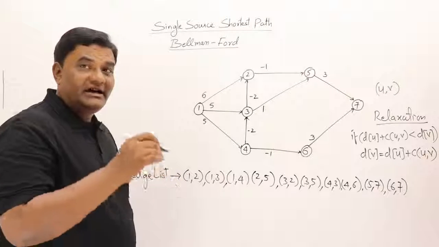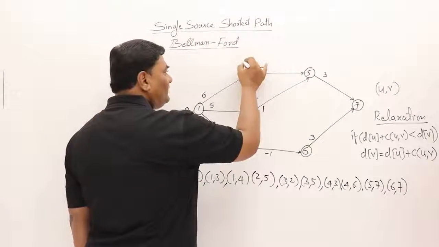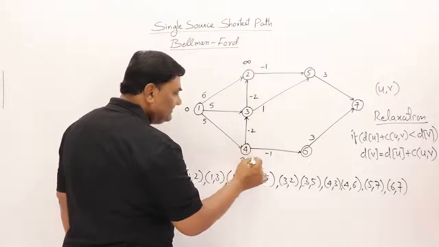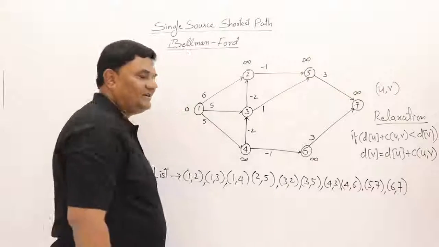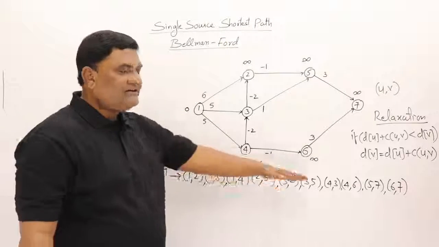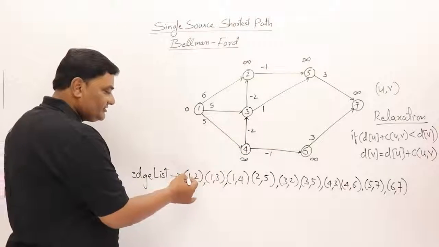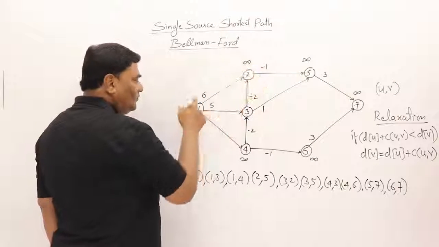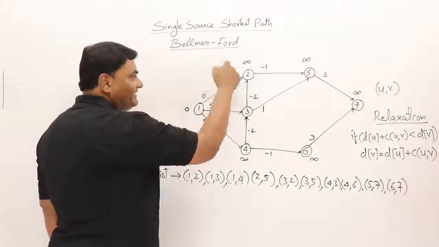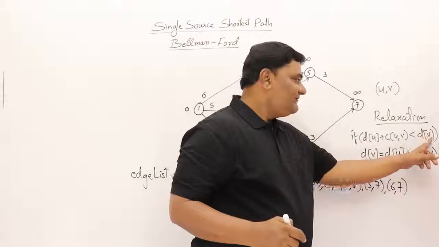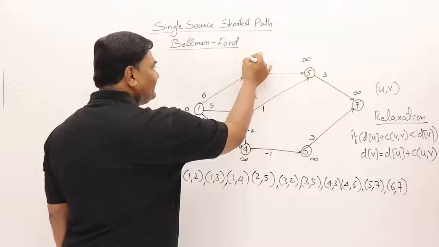For that, initially I have to mark the distances of all these vertices. So this vertex, let it be 0, and for all other vertices, mark the distance as infinity. All are infinity. Now start relaxing the edges. Now I will show you how that relaxation procedure works. First edge 1, 2, 1 to 2. What is the distance of this one? 0. What is the distance of this? Infinity. 0 plus 6 is less than infinity. So change this infinity to 0 plus 6. So make it as 6.